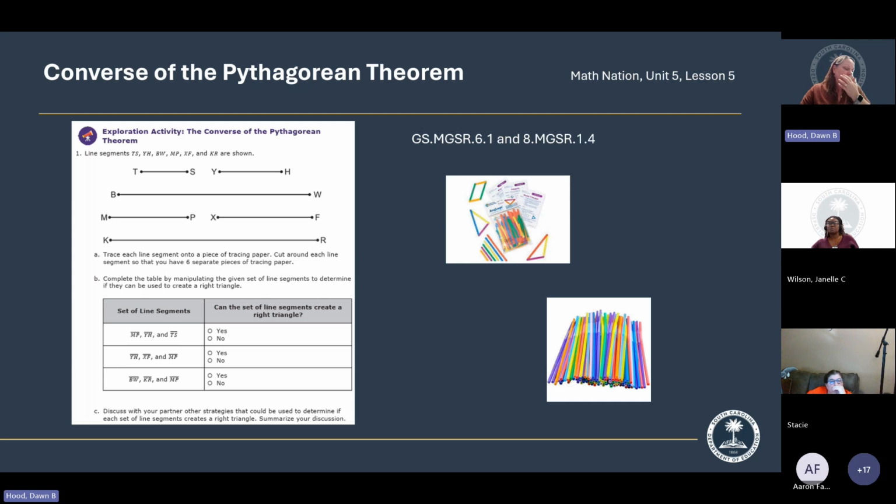And you know, my thoughts were that you have other options. You can do it that way, or you could use Anglegs or Exploragons. You can use straws cut to the different lengths, and then kids can manipulate them and see if they will create a right triangle. Maybe even some linking cubes.